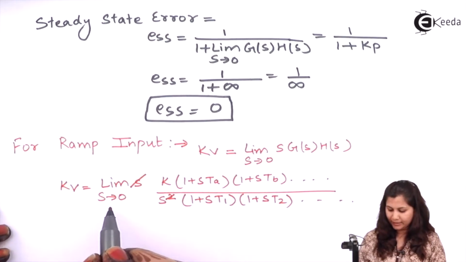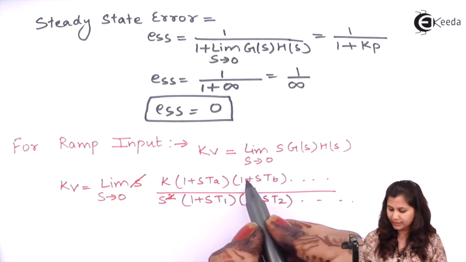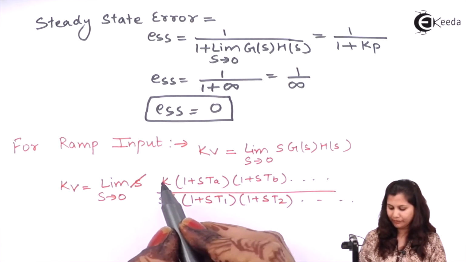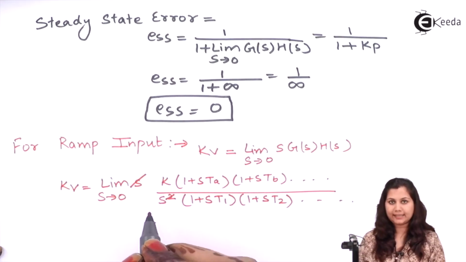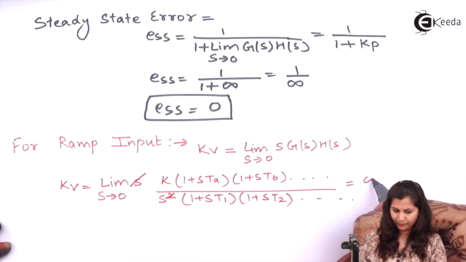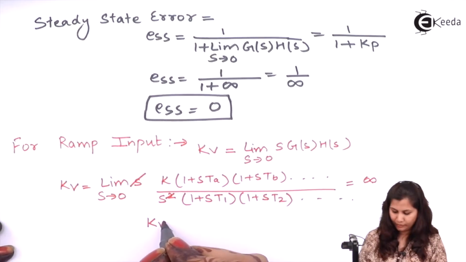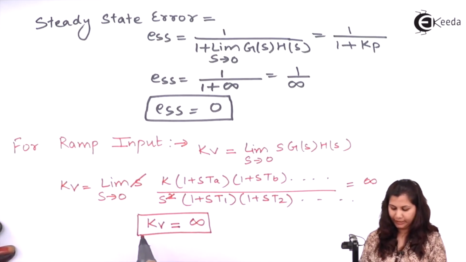So putting the limit s tends to 0, we will have all of this as 1 and we are left with K by 0. So K by s, and s is 0, so K by 0, that means it is infinity. So Kv for a type 2 system is equal to infinity.